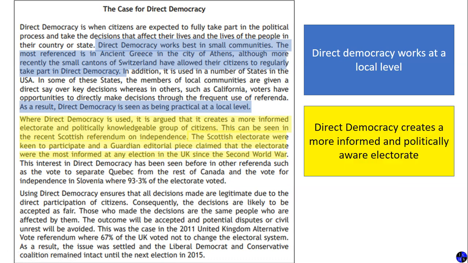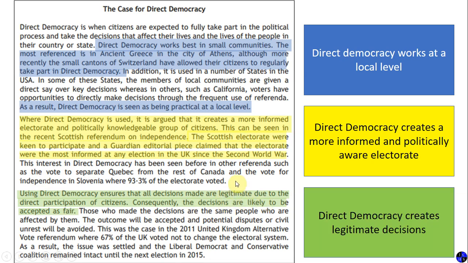So it argues that direct democracy creates a more informed and politically aware electorate. In source 3, onto something completely different, there's some words here that should jump out at you. In source 3 they're talking about this idea of legitimacy, which we've spoken about in class. Direct democracy creates decisions which are seen as more legitimate because the people who are affected by those decisions are involved in it, and therefore these decisions should be accepted as being fair. So 3 paragraphs, 3 different things.